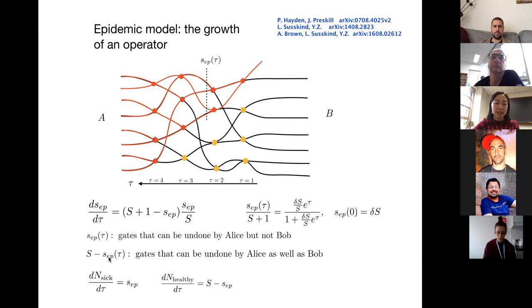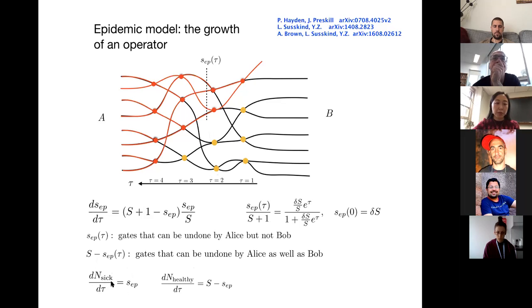And S minus S_EP of tau are the gates that are not affected by this extra guy. They are these orange gates. These gates can be undone by Alice as well as Bob. We will call them healthy gates. So if you count the total number of sick gates as well as the total number of healthy gates, this is a relation we will use later.